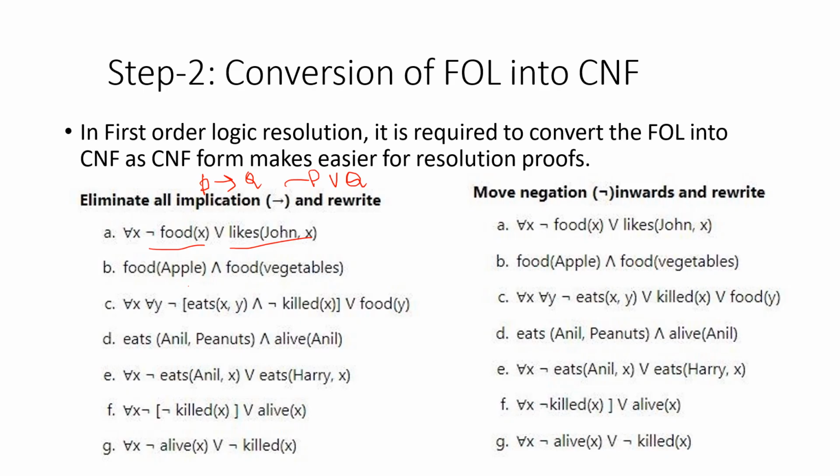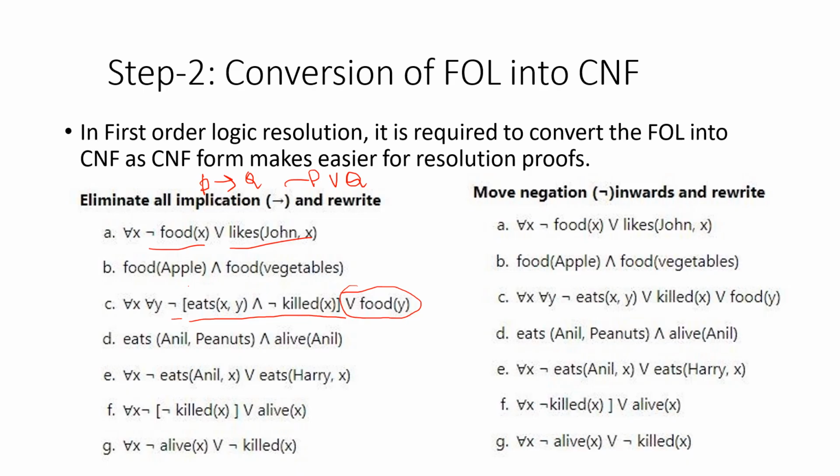Then C, you can see here: we have eats x comma y and not killed x implies food y. So this will become not of P, that is not of eats x comma y and not killed x, then or Q. Next, eats Anil comma peanut and alive Anil.